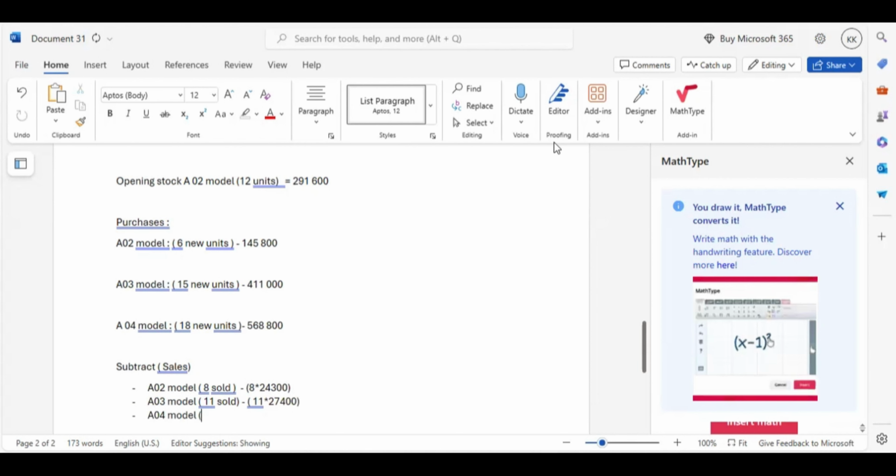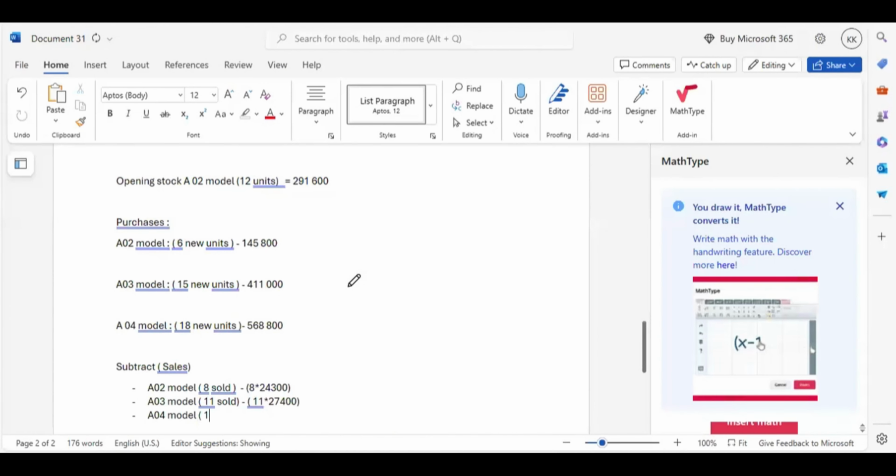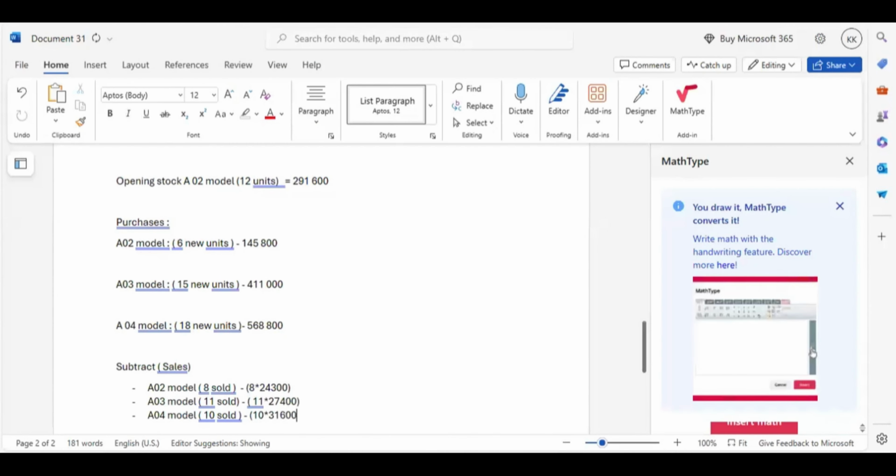Now, what about my A04 model? How many did I sell? I sold 18. Okay, sorry, I sold 10 units. What is the unit price for the A04 model? Each A04 model cost me 31,600. So 10 multiplied by 31,600. These are the amounts that I need to subtract.